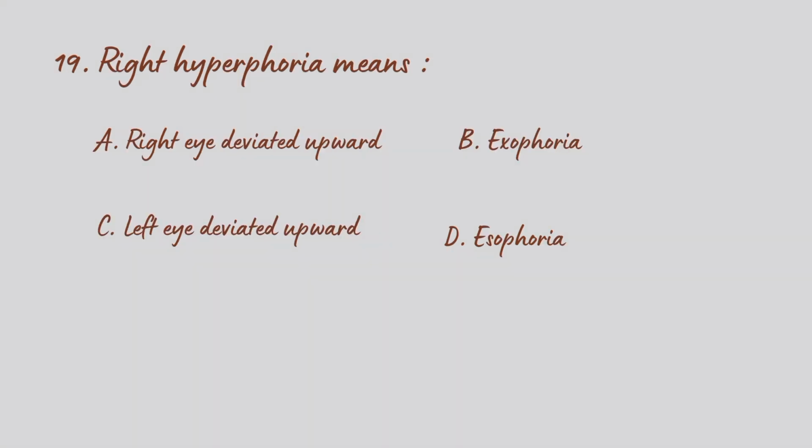Next question. Right hyperphoria means option A, right eye deviated upward, option B, exophoria, option C, left eye deviated upward, and option D, esophoria. Correct answer is option A, right eye deviated upward.